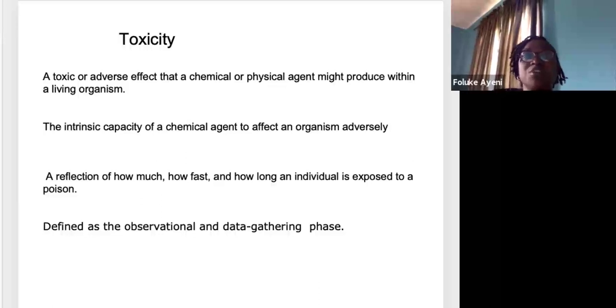So toxicity also reflects how much of a toxin an organism has been exposed to. It is a reflection of how fast the effect is coming up. And in some instances, it is also a reflection of how long an individual is being exposed to a toxin or a poison. That's where the principles of acute, subacute, chronic, and subchronic toxicity come in. So in toxicity, we observe, we gather data, we record, and then we make use of the records that we have.